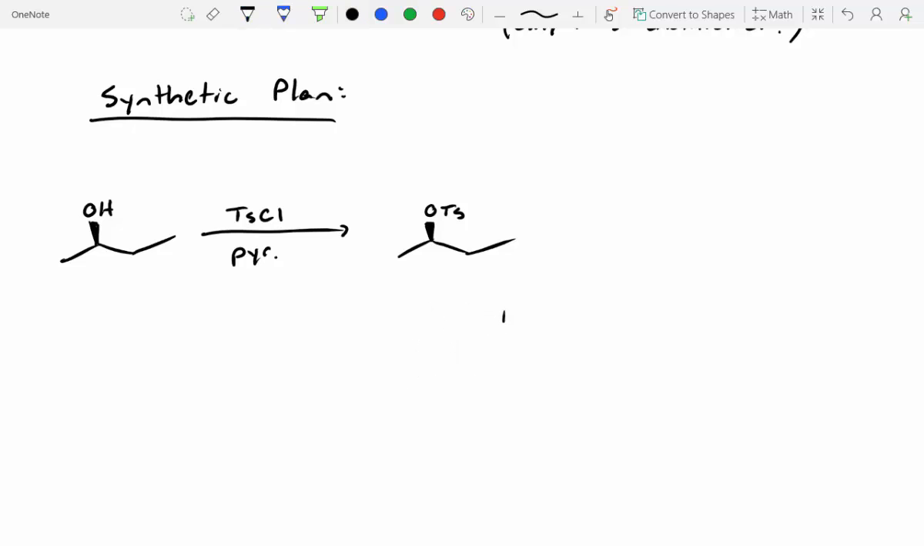All right, so I'm just going to erase that. All right, and now what we need to do is figure out how to get this final product. What reagent would we need? We already had pyridine in the first step. We've created our tosylated product. Now we've got a good leaving group.